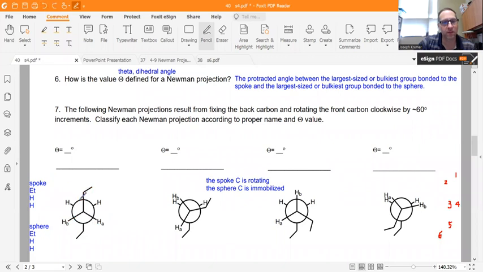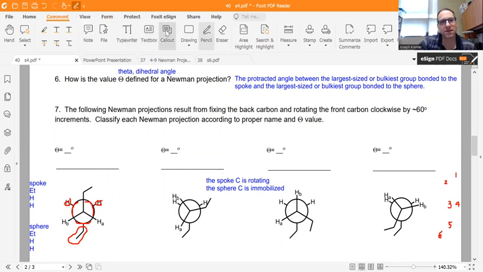Do you know where you're looking when it comes to the sphere? I'm tracing the sphere. And these hydrogens here and this ethyl group belong to the sphere. So please keep these teams, as in sports, the spoke team and the sphere team, separate. They are separate entities.